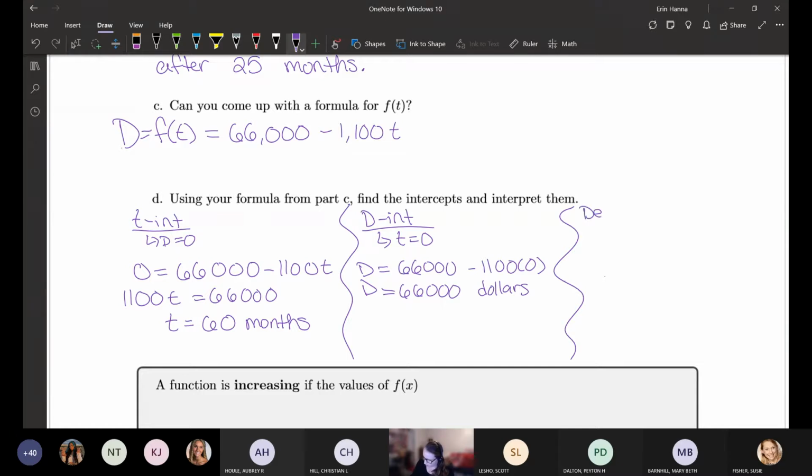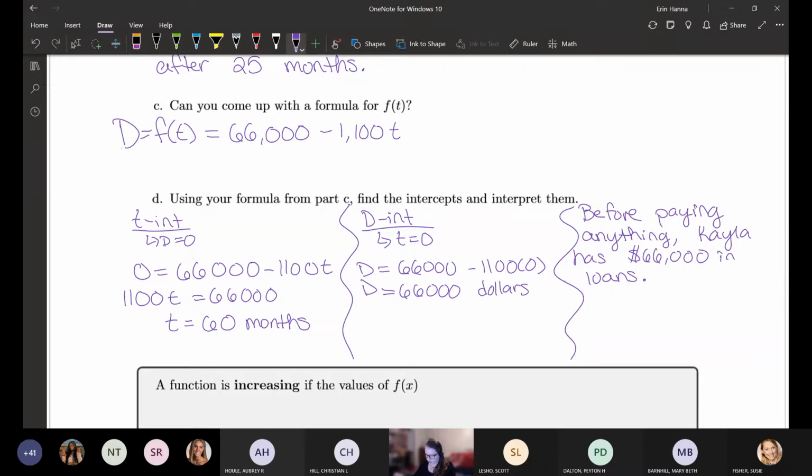So essentially that will be before, that's supposed to be a B, not a D, before paying anything, before she starts paying, 0 months since she's been paying. Before paying anything, Kayla has that $66,000 in loans. So that would be for the d-intercept, essentially time 0, $66,000. She's been paying it off for 0 months, so essentially before she starts paying it off. And she's got the 66,000.